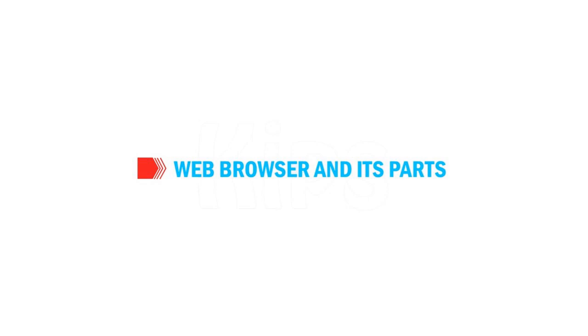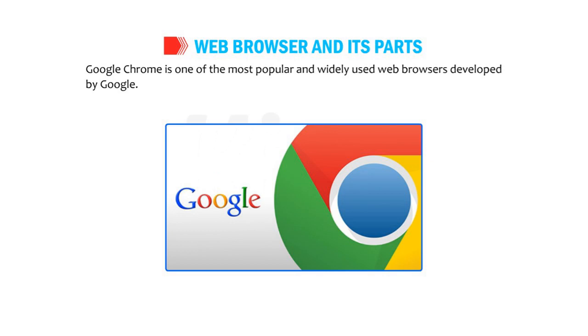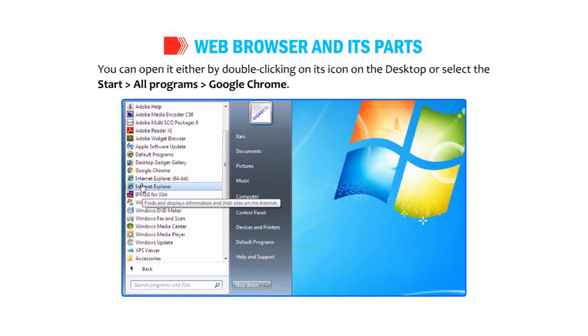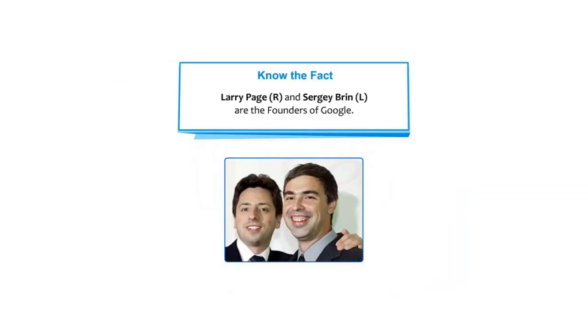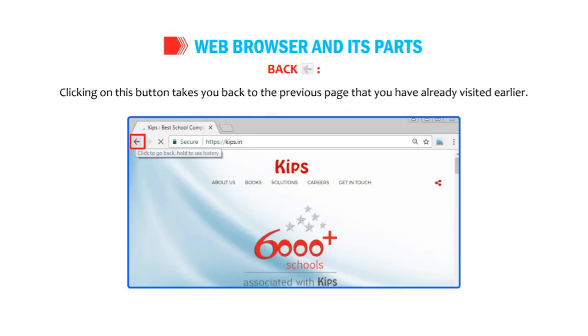Now, let's understand about web browser and its parts. Google Chrome is one of the most popular and widely used web browsers developed by Google. You can open it either by double-clicking on its icon on the desktop or select the Start, All Programs, Google Chrome. Students, do you know who are the founders of Google? Larry Page and Sergey Brin are the founders of Google.